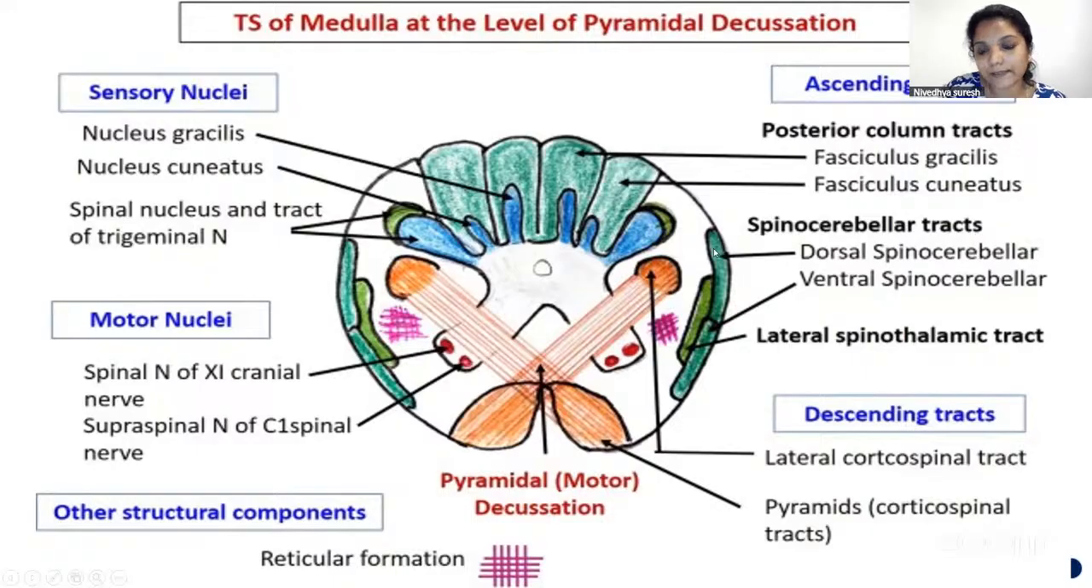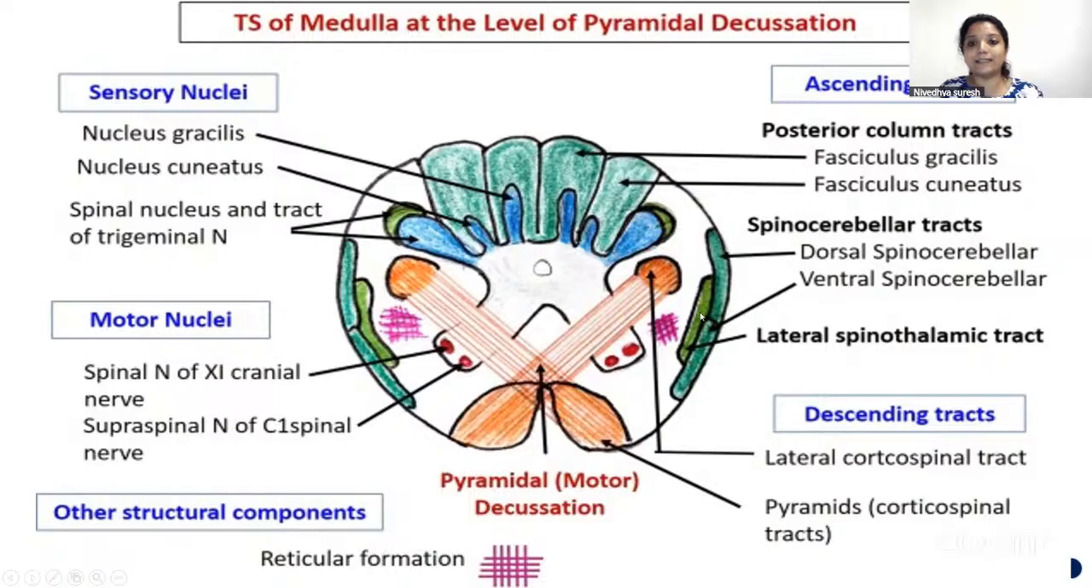Now see in the lateral aspect. You can see the dorsal spinocerebellar tract, and these are the spinocerebellar tracts. See, this is the dorsal aspect or the posterior aspect, and this is the ventral aspect. So in the ventral aspect, you can see the ventral spinocerebellar tract, and this is the dorsal spinocerebellar tract, and this, more laterally, is the lateral spinothalamic tract.